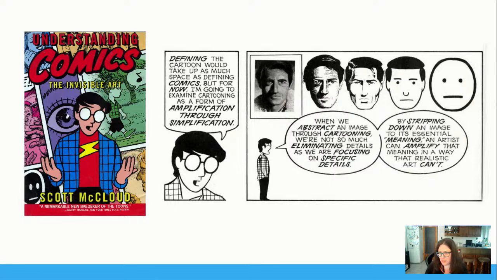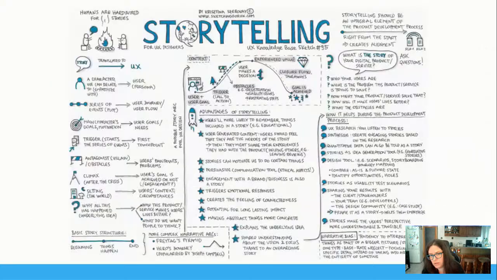Understanding Comics by Scott McCloud is a highly recommended book for any designers. I love this book, and I really like the idea of amplification through simplification. And we apply this idea during UI sketching and ideation all the time. We focus on specific details and strip down concepts to their essential meaning or to the relevant parts. So that way we can amplify those parts, and we can focus on the important moments or touch points, for example, inside a user journey.